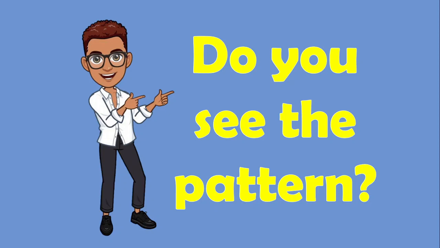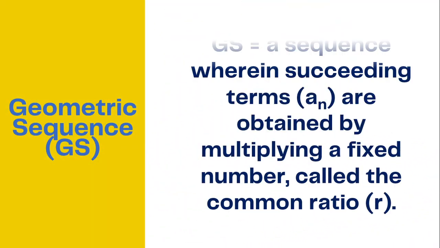So for today, we are going to discuss geometric sequence and how to get the common ratio and nth term. Now let's define geometric sequence. Geometric sequence, which is also known as geometric progression, is a sequence wherein succeeding terms are obtained by multiplying by a fixed number called the common ratio. So malalaman lang natin na geometric ang sequence kapag may common ratio sila.